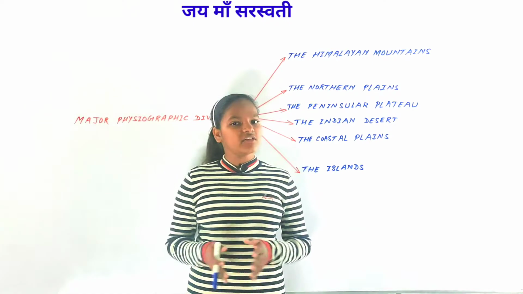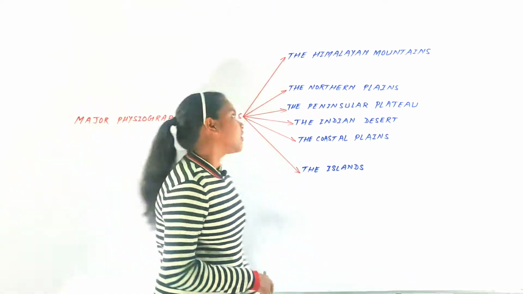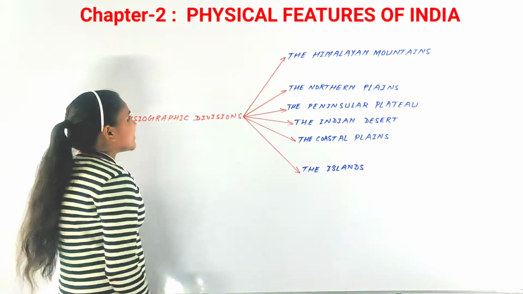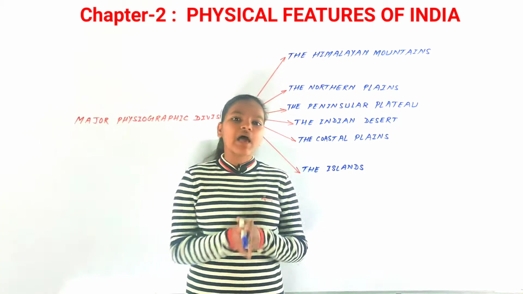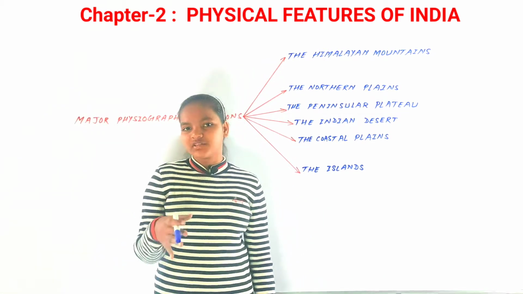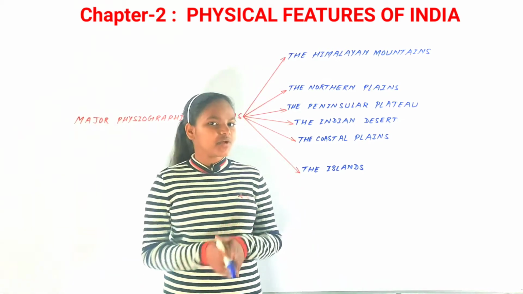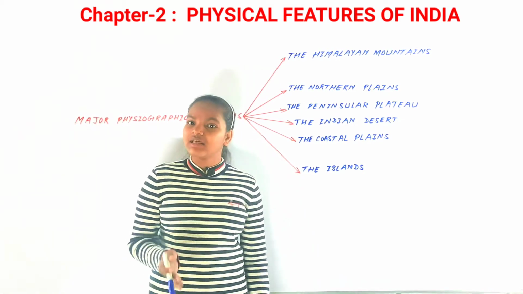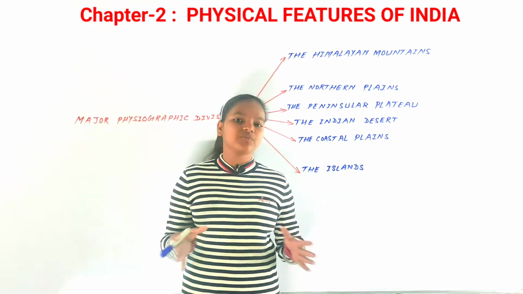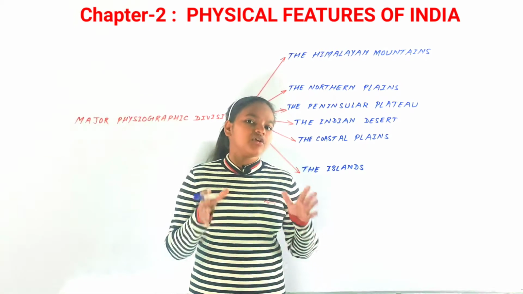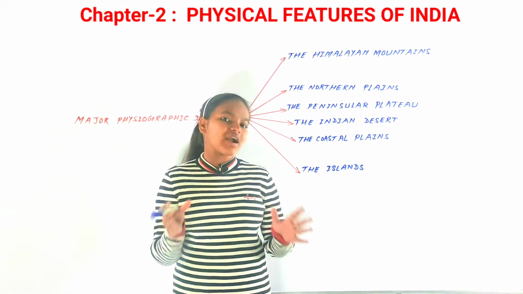So today I will explain Class 9th Geography Chapter 2, and our chapter is Physical Features of India. In this chapter we are going to look at the major physical features of our country. As we saw in the last chapter, India is a very vast country and there are various landforms present in it. So in this chapter we are going to discuss the physical features of our country.